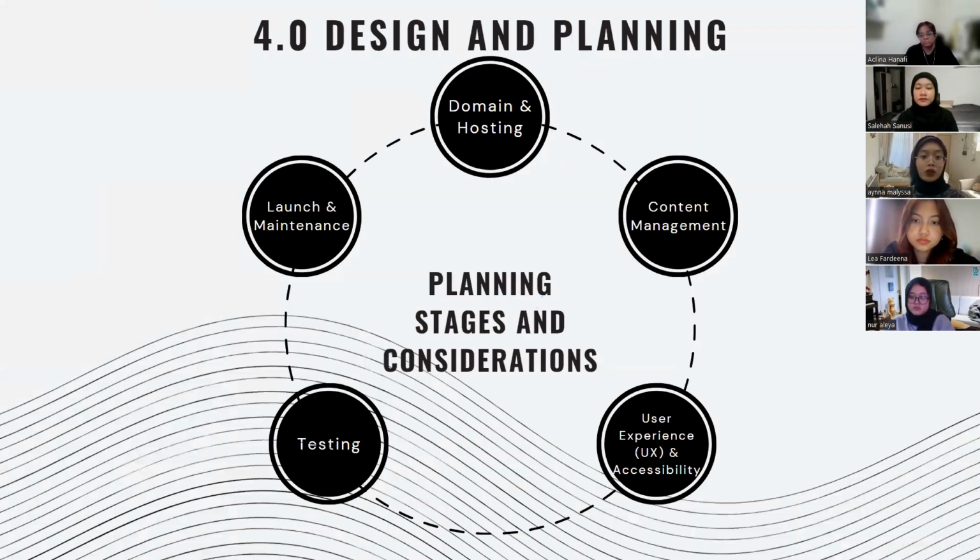So the next one is we have 5 planning stages and considerations. The first one is domain and hosting. We choose a domain name that reflects the Eco-Harmony brand. The second one is content management. We, as the developers, plan how and what content will be managed and updated, ensure that the content is easily editable, and consider implementing a content calendar for regular updates.